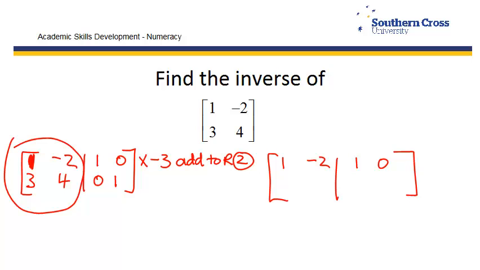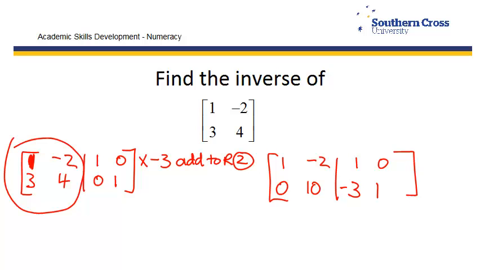So negative 3 times 1 is negative 3, added to 3 gives 0. Negative 3 times negative 2 is 6, added to 4 gives 10. Negative 3 times 1 is negative 3, added to 0 is negative 3. Negative 3 times 0 is 0, add 1 is 1. So now we've achieved the identity element for the first column. We've got a 1 and a 0.